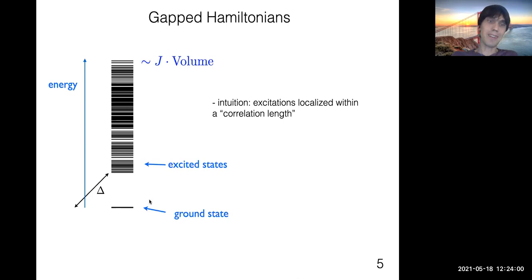I mean, obviously, for any finite system, there's a gap. I mean, there's generically a discrete spectrum. Sorry, was there a question? No. There's generically this discrete spectrum, and there's a gap.